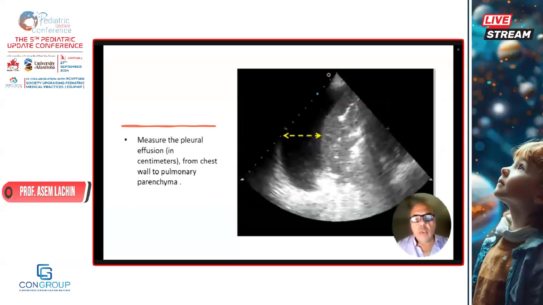We can also, by ultrasound, as everybody knows, assess the amount of the pleural effusion. So we can measure the pleural effusion in centimeters from the chest wall to the pulmonary parenchyma, as we can see here in these pictures, from the pulmonary wall to the lung tissue, and then we can decide how many times we can tap and how much the amount is expected to come out after tapping.